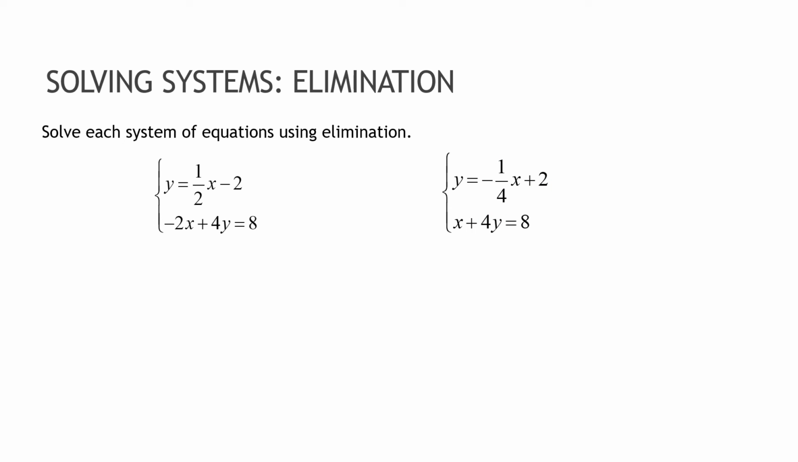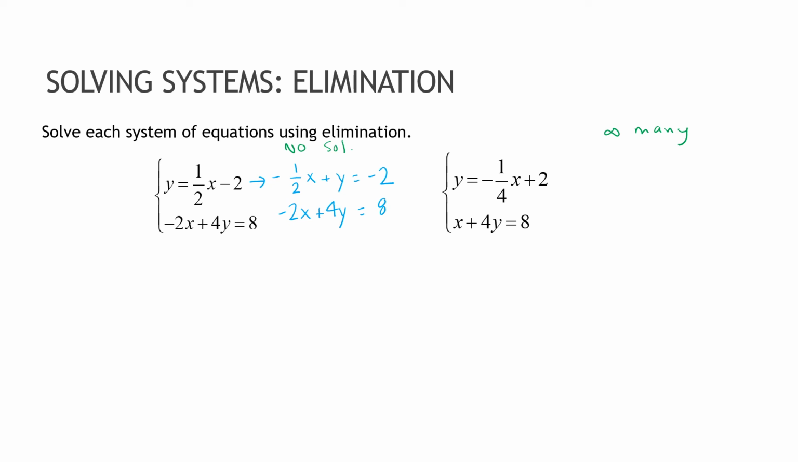Now again, here's those same two that we did before, and remember when we did them before, this was no solution, and this one was infinitely many. So let's take a look at if we get those again. Just like I did on the last one, I'm going to turn this into standard form, so negative 1/2 x plus y equals negative 2. Negative 2x plus 4y equals 8.